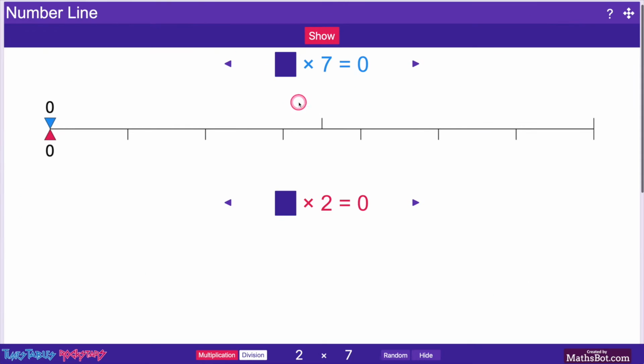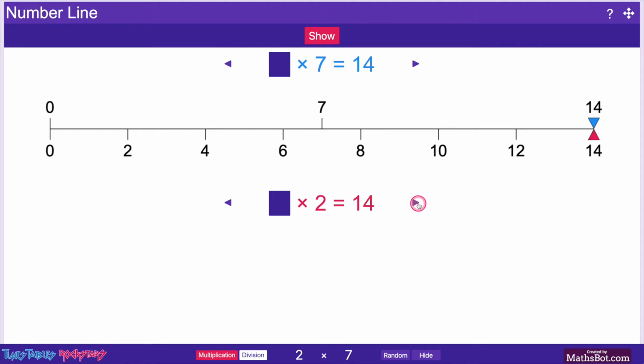The first tool is the number line, where two multiplication or division calculations are displayed. The multiples of each can be added to the number line, ultimately demonstrating the concept of commutativity. Part of the calculation can also be hidden.